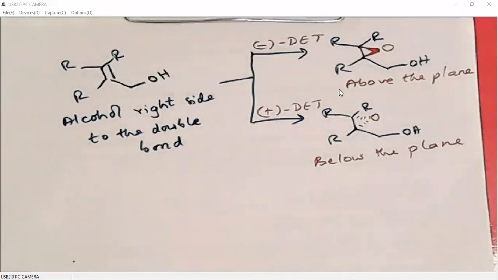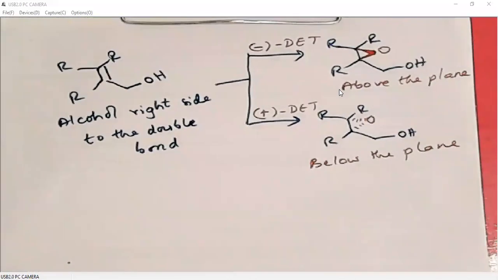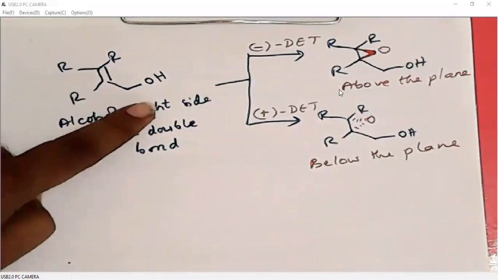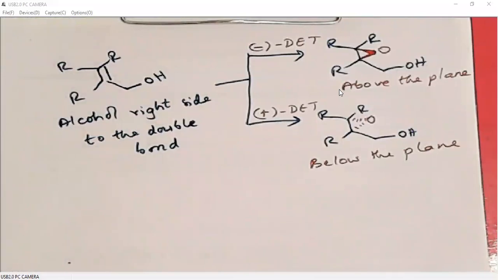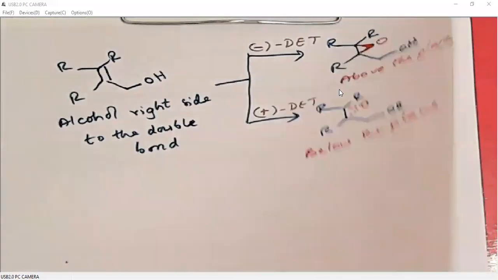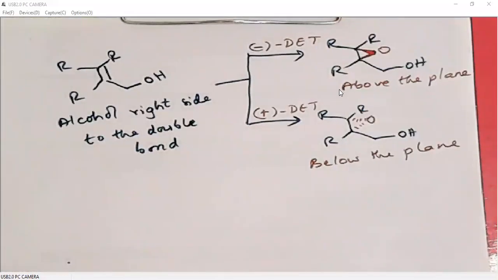So this is the shortcut. You must understand this. Okay. So for predicting SAE products, first we must put the double bond vertically. Then the alcohol should be on the right side of the double bond. When the alcohol is on the right side of the double bond, then minus DET will give the epoxide above the plane, plus DET will give the epoxide below the plane. So this is the only shortcut. With this shortcut, we can easily predict the products.